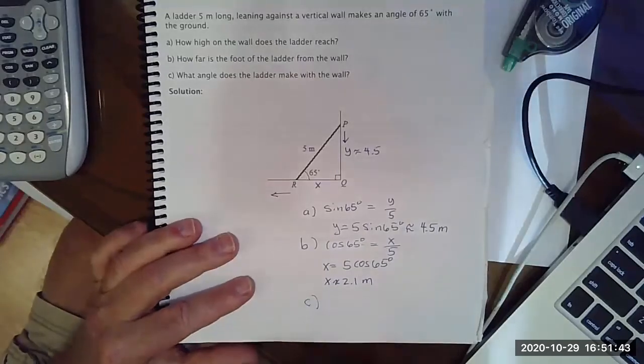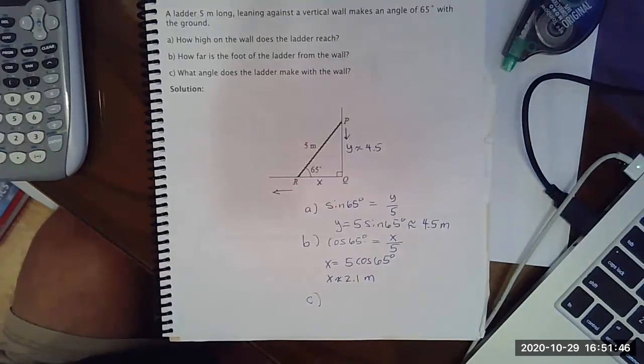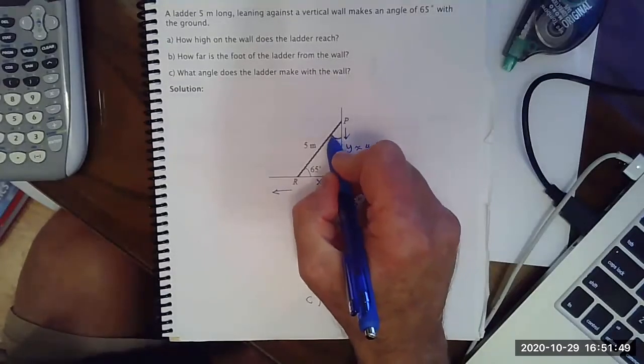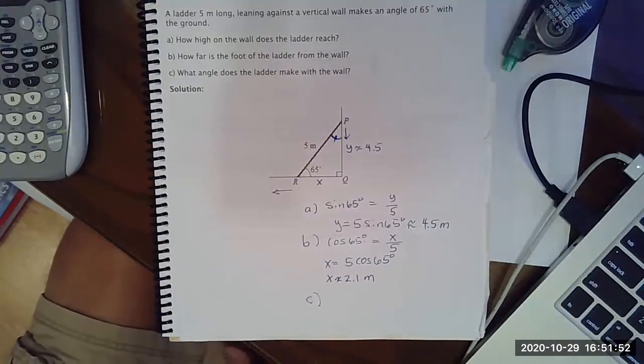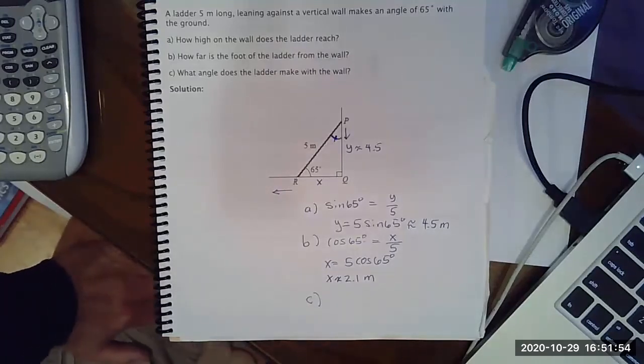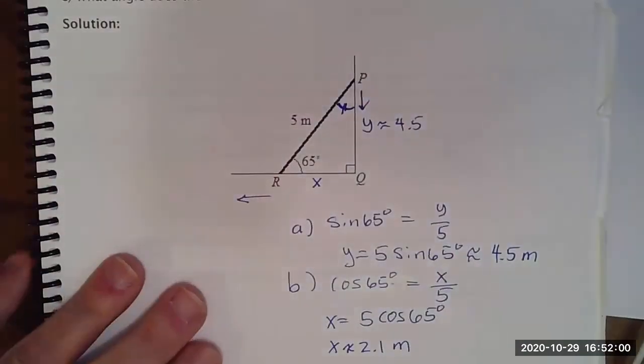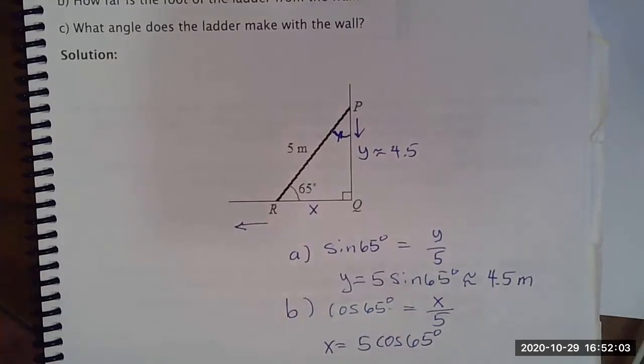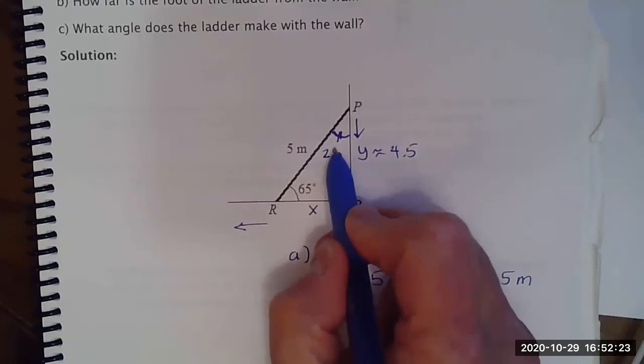And letter C. Letter C is asking what angle. They're wondering what this angle is right here. How might we find it, or what is it? 180 minus 90 plus 65. Okay, that's one idea. That's good. That's not wrong. How else? What is the answer? Anybody? 25. Okay, so here's another idea.